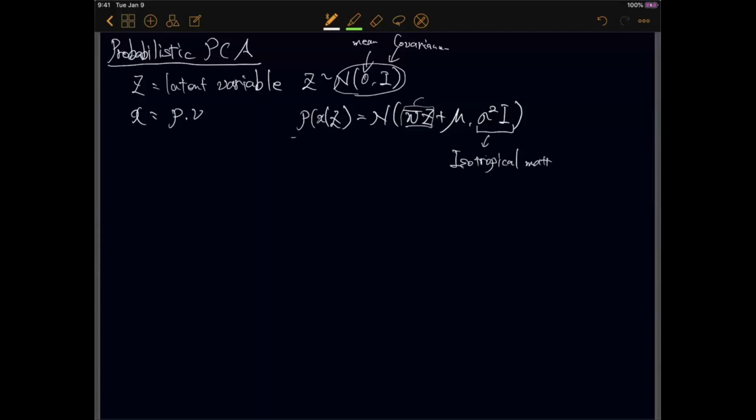Isotropic means it's a scalar multiplication of the identity matrix. The diagonal component will be sigma squared, and other than that it's 0. That's isotropic. Now we assume Z is M dimension, and X is D dimension.